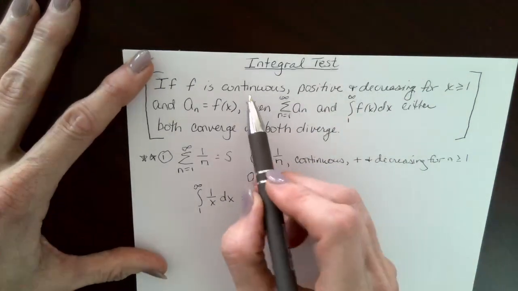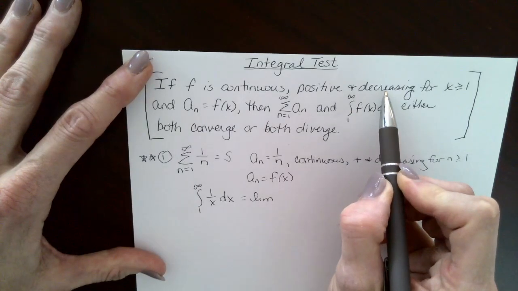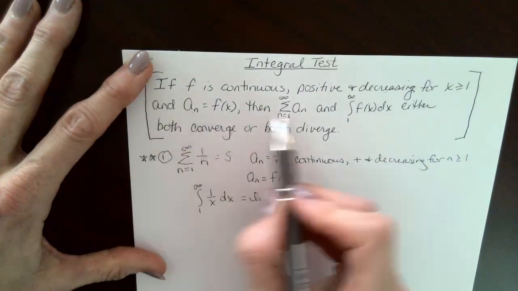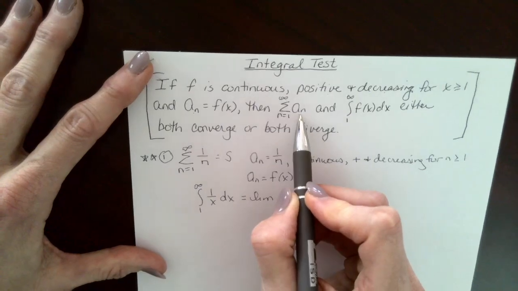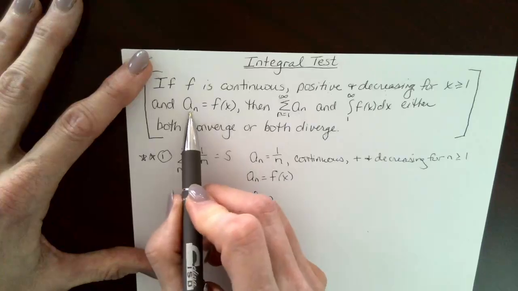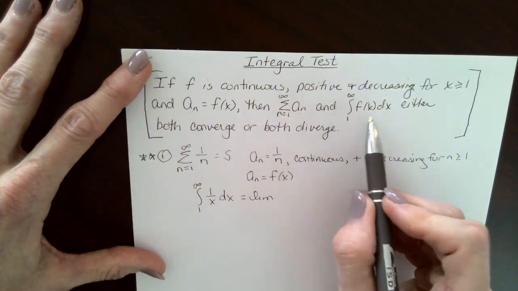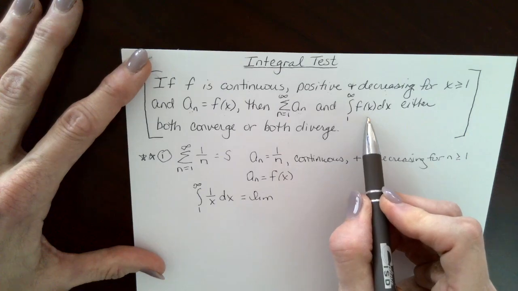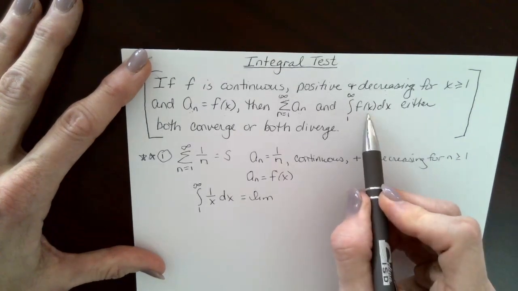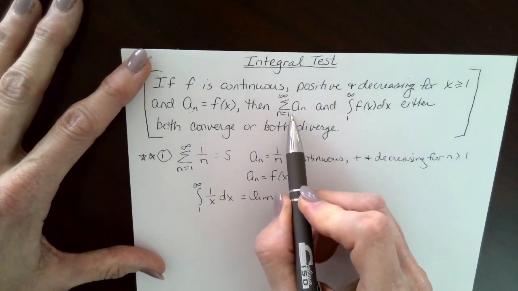Okay, so basically these three conditions must be met before we can use the integral test. Your a sub n, your sequence rule inside this sigma, has to be continuous, positive, and decreasing. And then we have to state what a sub n is and state that a sub n equals f of x, because now we're going to take that improper integral, and whatever happens here, if it converges, then so does this. If this diverges, then so does this. They behave the same way.